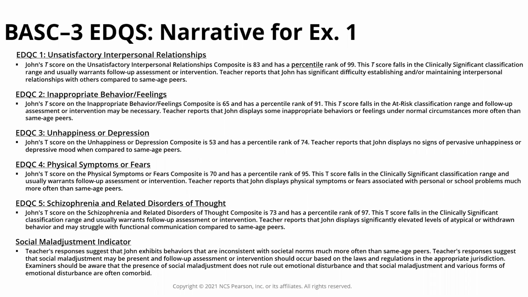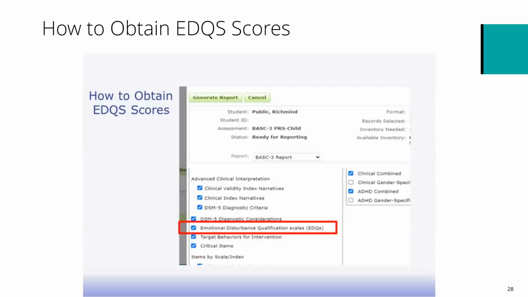This is the narrative that's included in the report. It goes through and describes each individual area as well as the social maladjustment indicator. And if you're not seeing that as part of your current BAS3 rating form reports, just make sure when you are preparing to generate the report that you have that area selected under advanced clinical interpretation. You will then start seeing it show up. There's nothing more that you need to enter or add. The information will be automatically included in your report.